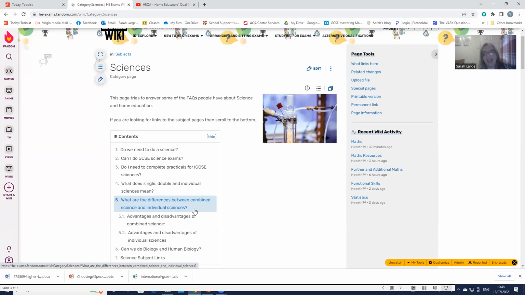So then what are our choices for science? You have various options for science. You can do single, combined science. So that is a combination of all three main sciences. By main core sciences, I'm talking biology, physics, chemistry, that is worth 1 GCSE.